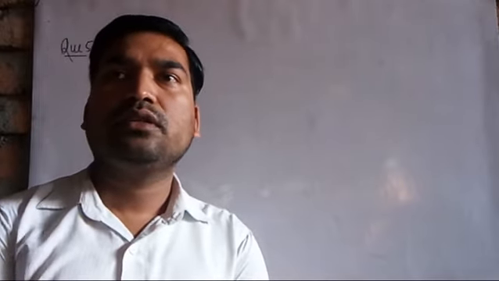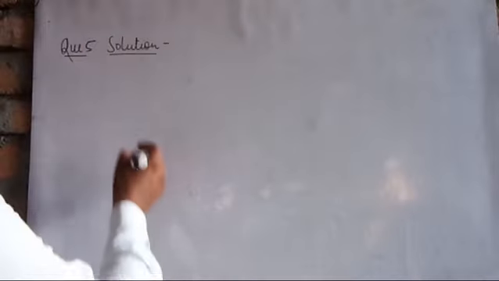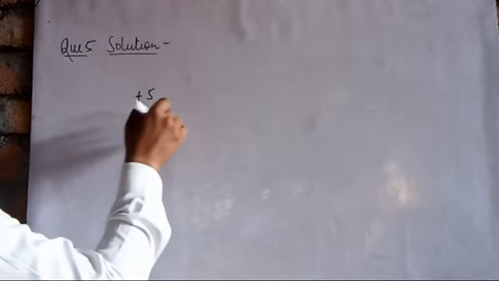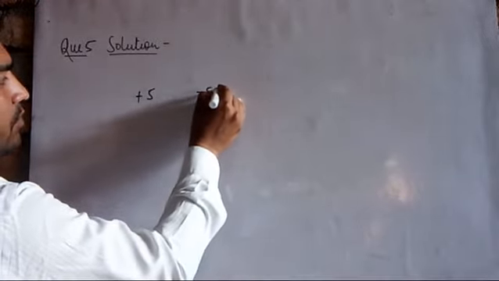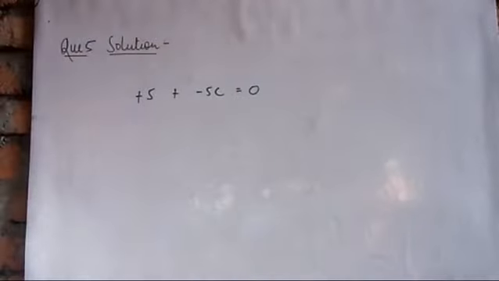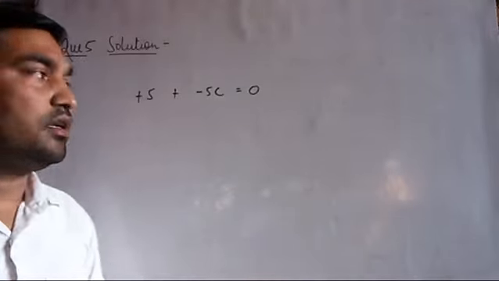In this question, when a glass rod is rubbed on the silk cloth, charges appear on both, which are equal and opposite, and after combining these charges, the net charge will be 0. It means if the glass rod acquires plus 5 coulomb charge, then the silk cloth acquires minus 5 coulomb charge, and after summing these charges, we get net charge 0. Hence, there is no extra charge appearing on these bodies.